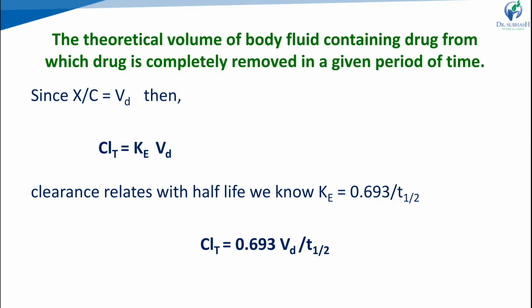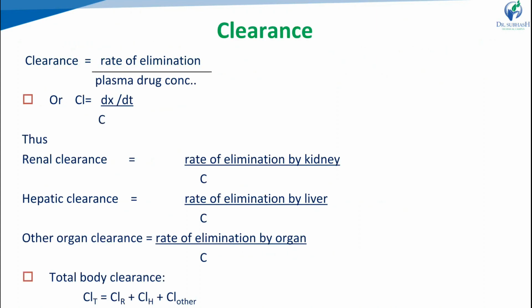So clearance relates to the half-life. From the previous equation we have T1/2 is equal to 0.693 upon K, so we can use that here. So it becomes clearance is equal to 0.693 into Vd upon T1/2. So we can interconnect clearance, volume of distribution and half-life. By these equations we can find any of the primary pharmacokinetic parameters, like clearance, volume of distribution and T1/2, from the other values.